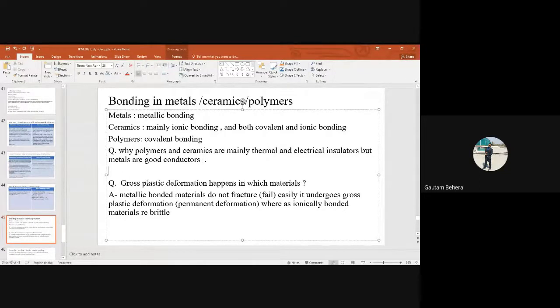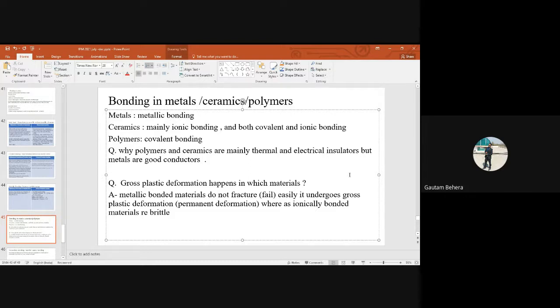Fine. Then gross plastic deformation happens in which materials? You have to remember that gross plastic deformation happens in metallic materials. Again, because of this concept, because of metallic bonding only. So metallic bonding leads to good thermal and electrical conductivity, and the metallic bond also leads to gross plastic deformation.